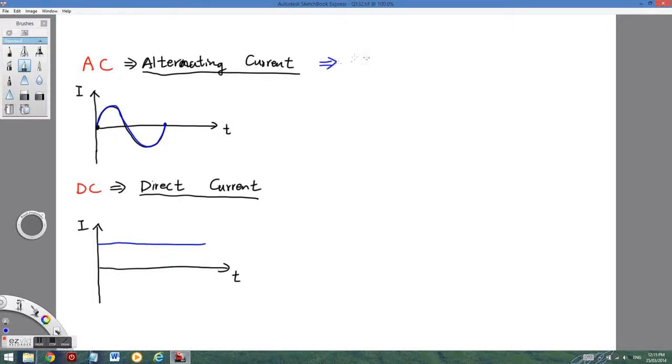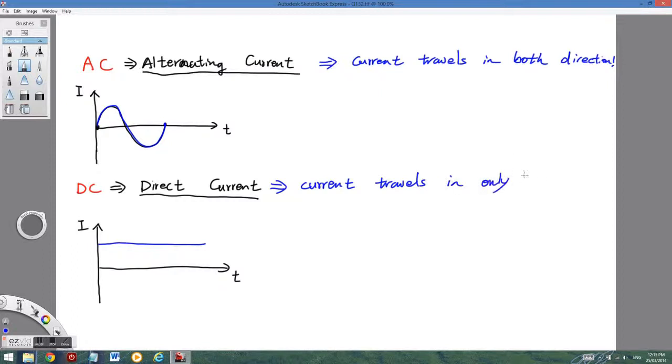So what can we say about AC? In AC the current sometimes can be negative. The value of the current can be negative, so it means the current actually travels in the opposite direction. So the current is basically vibrating in AC. Now look at DC. DC means the current travels in only the positive direction. It will be much more stable. So this is a summary here.